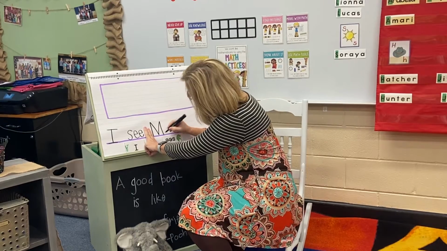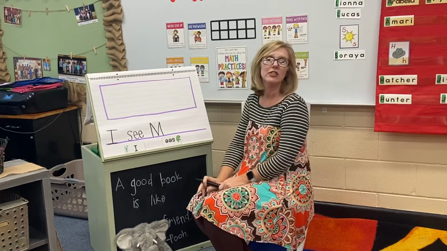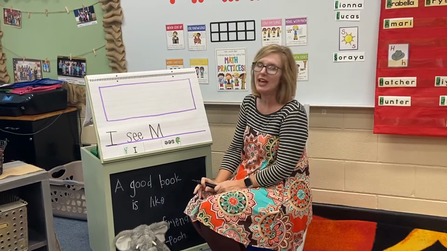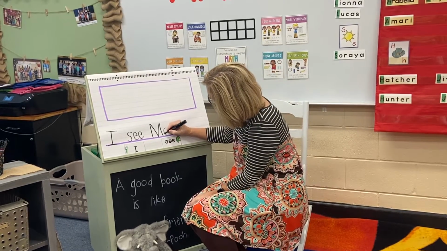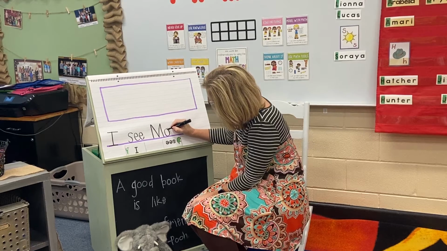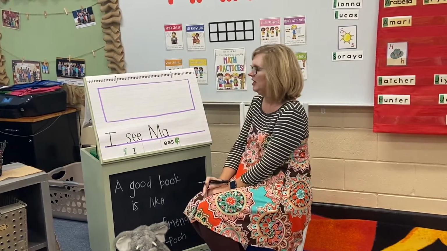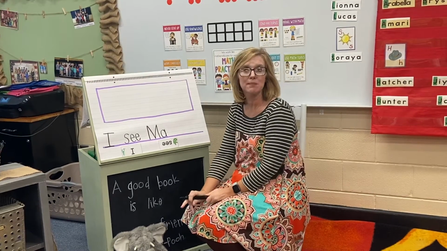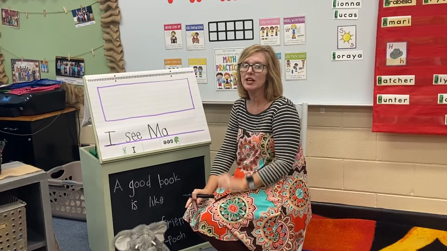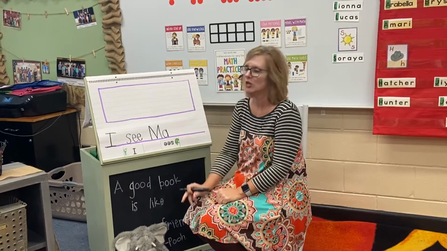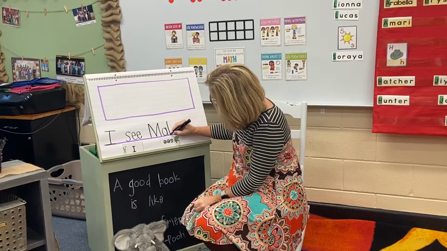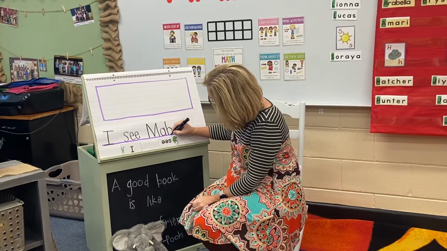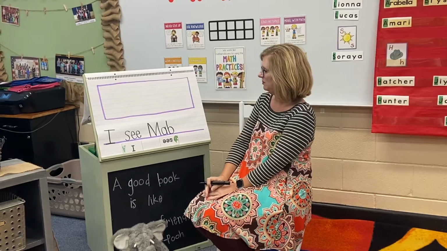Capital M. Right, now the next letter in Mabel's name is an A. It has to be lowercase. It can't be capital. And an A is a circle and a stick. The next letter in Mabel's name is a B. It's going to be a lowercase letter, but it is a tall lowercase letter. So it's going to be just as tall as the M. I'm going to pull down to the line and add my circle.